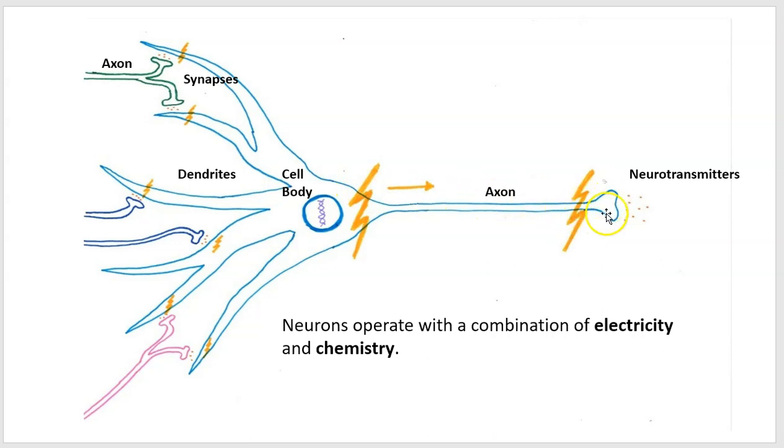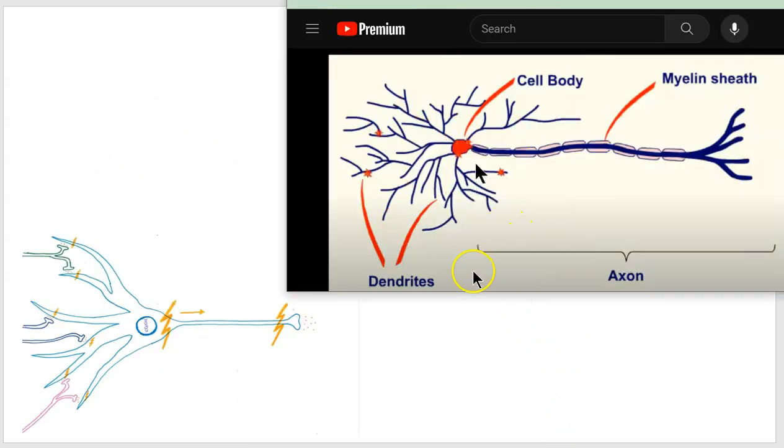When the electrical signal races down and gets to the terminal, neurotransmitters are released, and these will generate an electrical signal in whatever target cell is at that location. Let's take a look at an animation that captures this process.